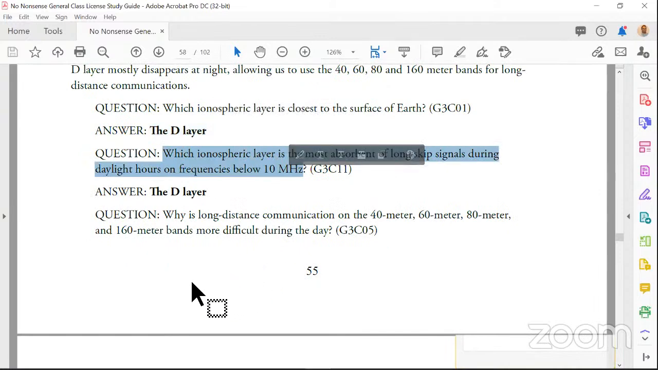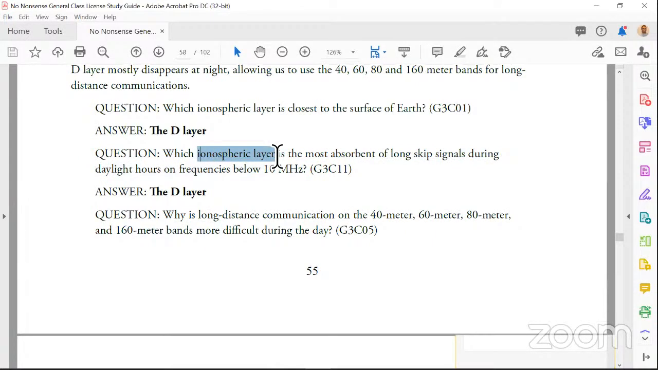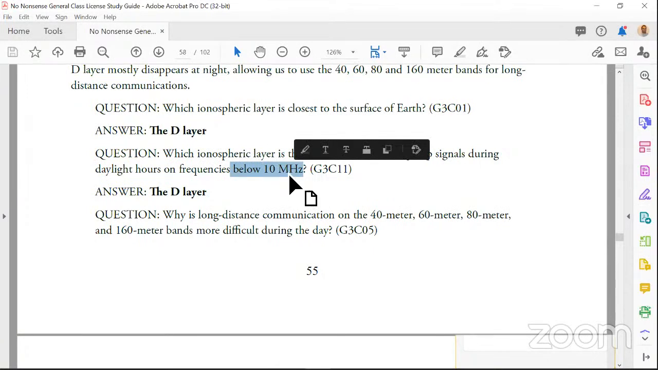Next question. Which ionospheric layer is the most absorbent of long skip signals during daylight hours on frequencies below 10 megahertz? So let's dissect this question a little bit. They're asking us for the ionospheric layer. So we know it's either D, E, or F, right? But they're asking us which one is most absorbent. So you may remember last class, we talked about the D layer being absorbent. And it absorbs, during the daylight, frequencies below 10 megahertz. And we said that's why for any frequency below 10 megahertz we have great difficulty, almost impossible, communicating using sky waves, because that D layer is going to absorb those frequencies. And remember we said that the D layer mainly exists during the daylight hours, when the sun is there. That sun creates that D layer and stops propagation of signals below 10 megahertz.